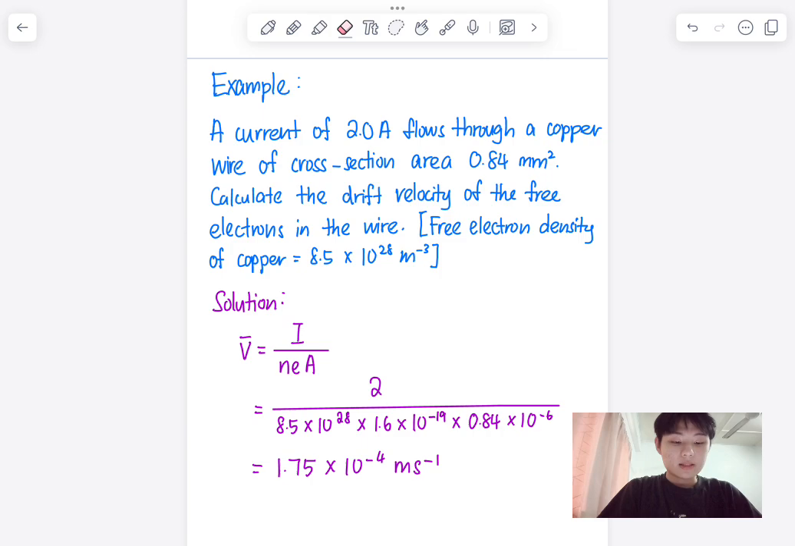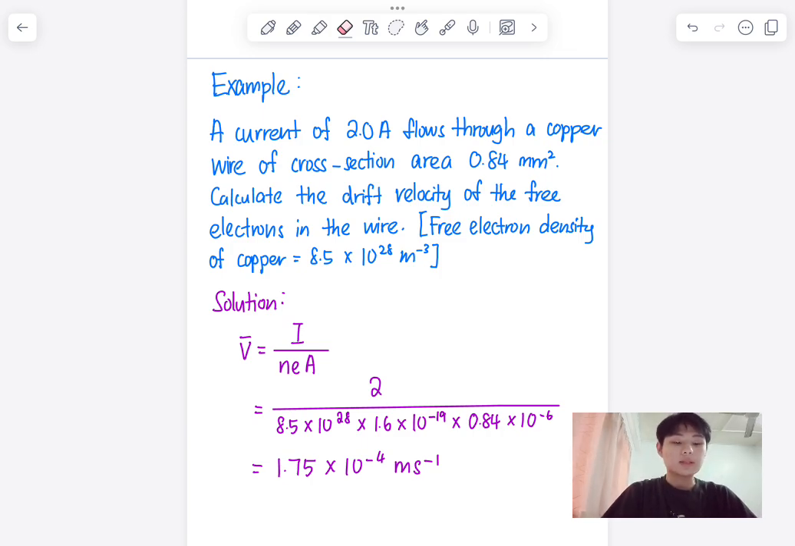So does it mean that I can find the drift velocity through this equation? Yes, we can find the drift velocity, which only requires the current, free electron density, cross-sectional area of the wire, and the charge of the electron, which is a constant. So let us look at this example question.